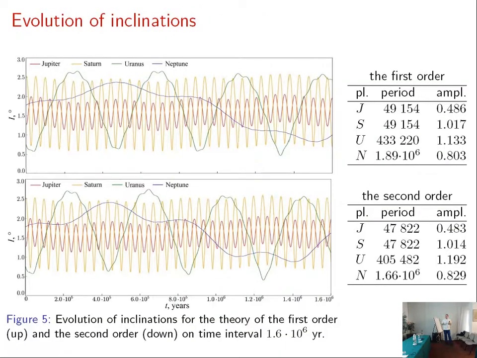Next. In this slide, the upper figure presents the evolution of inclinations on time interval 1.6 million years for the first order theory, and the lower figure represents the evolution of inclinations for the second order theory. Periods of the change of inclinations are slightly reduced in the second order of theory.